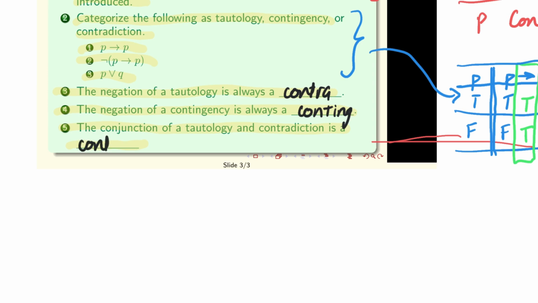Okay, and then finally, the conjunction of a tautology and contradiction is always a contradiction because at every row you're going to get true conjunction false, which evaluates to false, and so the result is that it's false at every row.